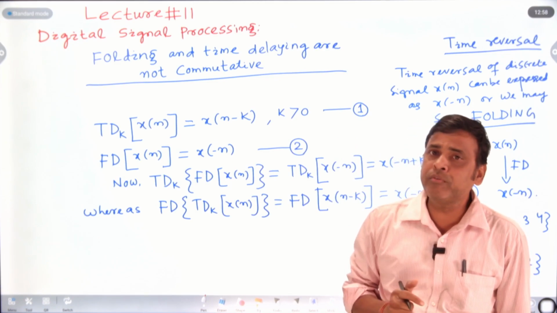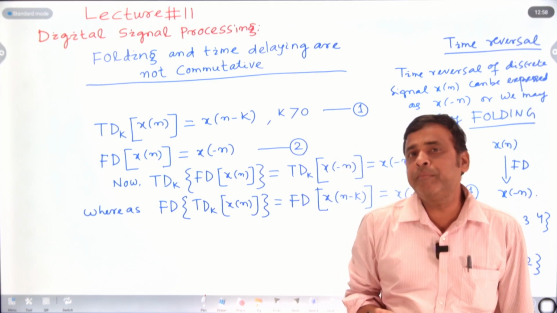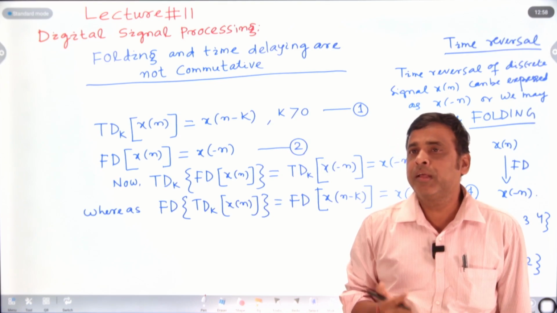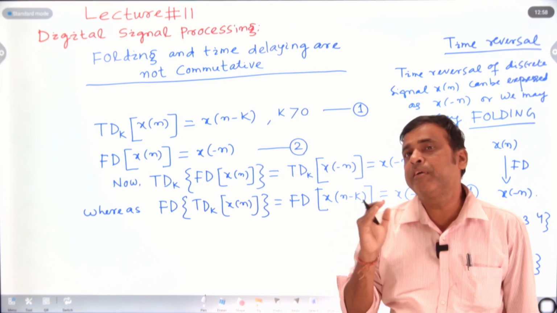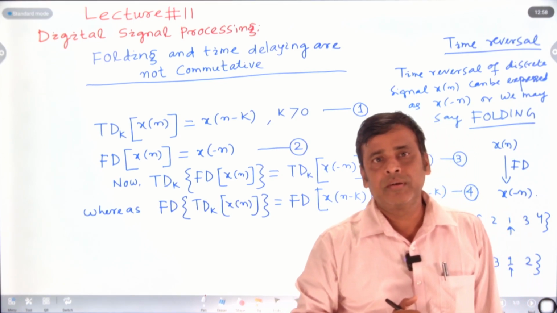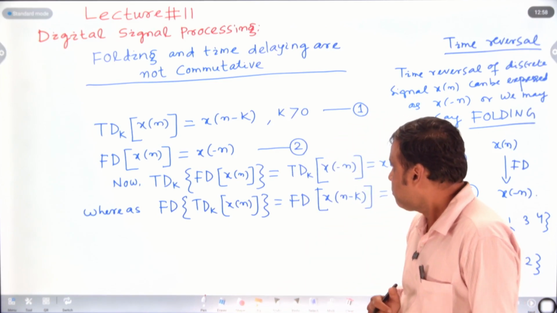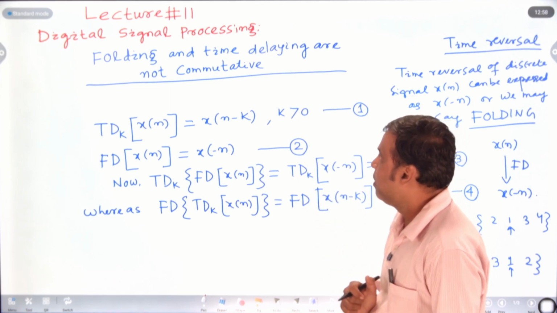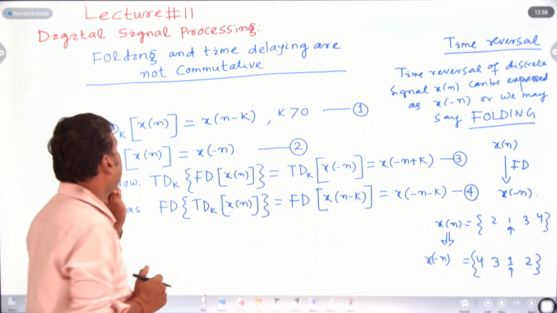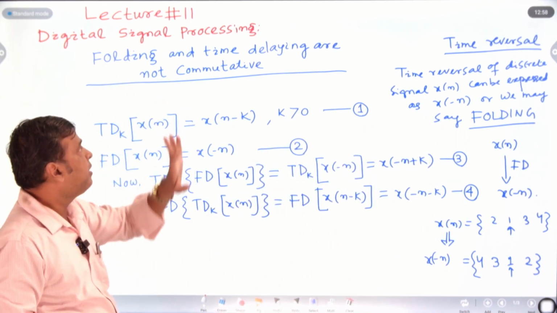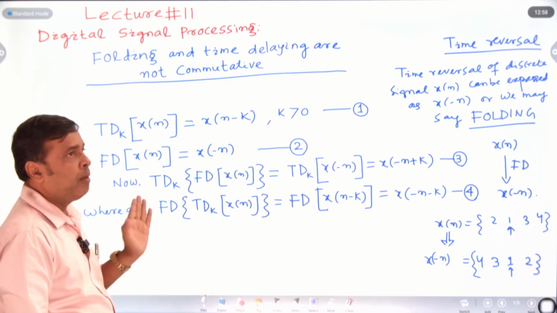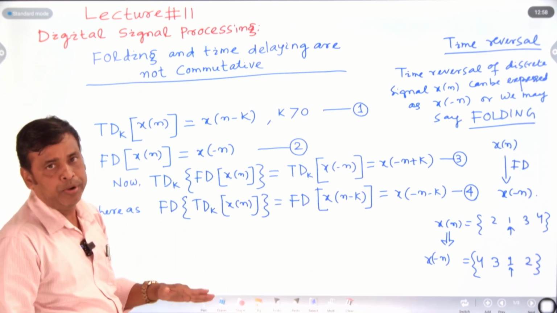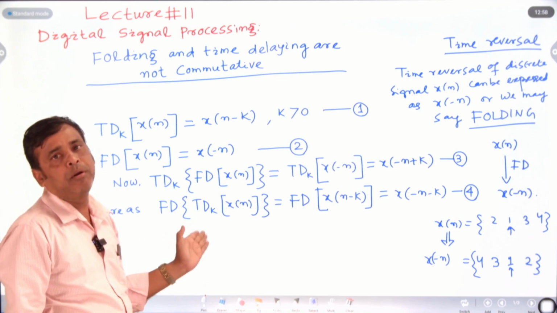And delaying and folding means what? X of n is given, delayed by k units of sample, x of n minus k. In delaying then folding, in place of n you will put minus n. It is nothing but folding. As far as theoretical concept is concerned, folding and time delaying are not commutative. A b equal to b a as far as multiplication is commutative. Commutative law of addition, commutative law of multiplication.